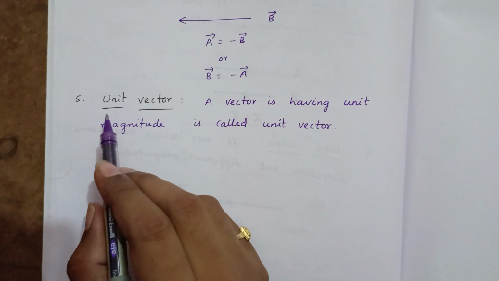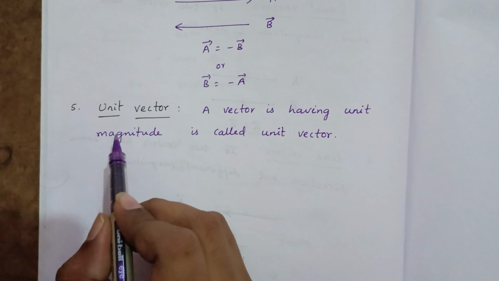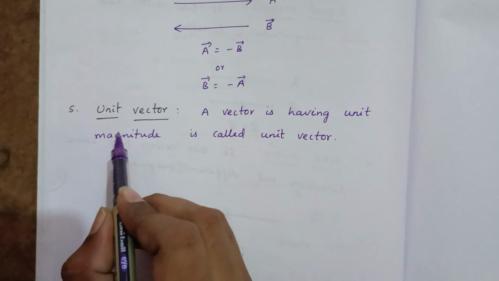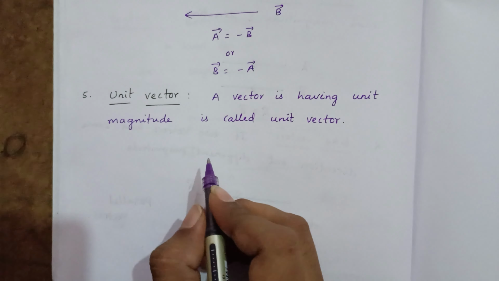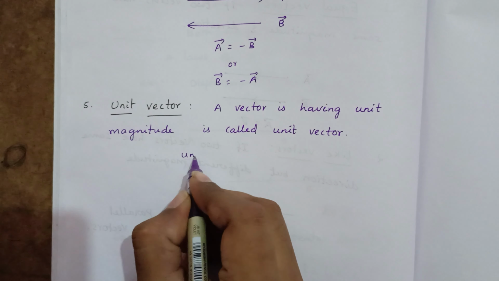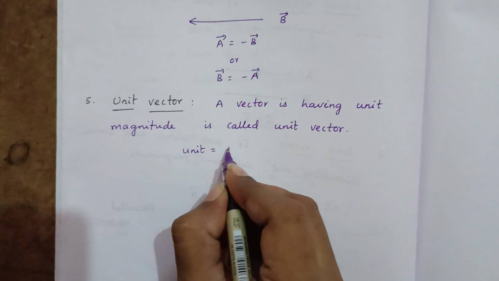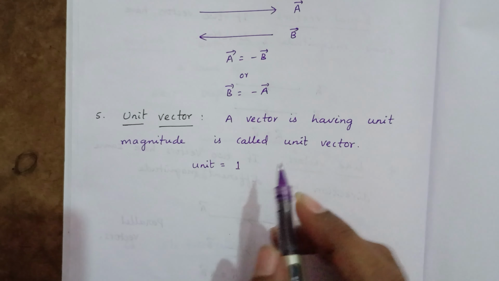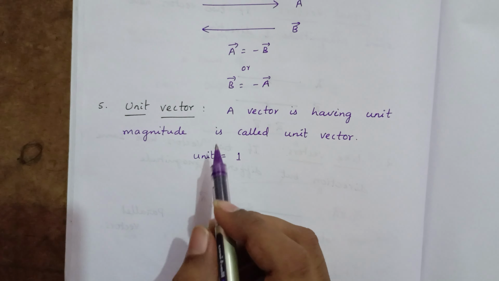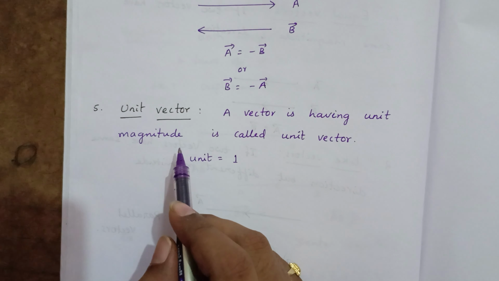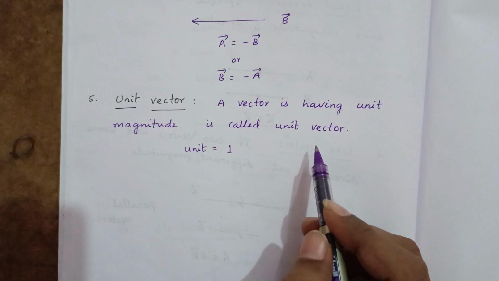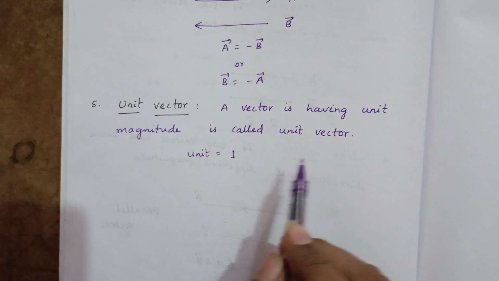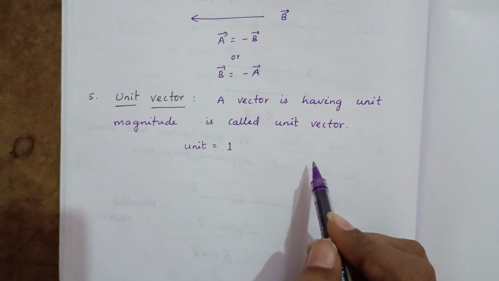Next one, unit vector. Name itself unit vector. Now a vector having unit magnitude. Unit means 1. If a vector has unit magnitude, then it is called a unit vector.